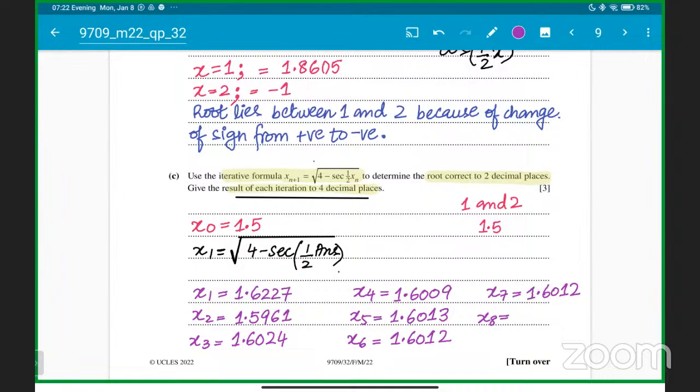So I will stop with this last value, which is fixed here, 1.6012. It's not moving, which means the root is 1.60. Final answer, the root is 1.60.